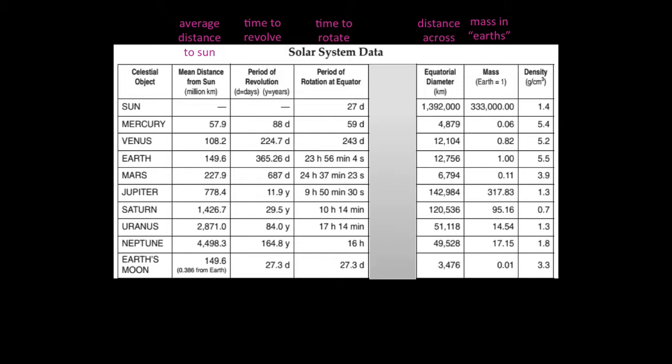The mass is the next column. The mass is in Earths, so they've set Earth equal to 1. If Earth were equal to 1, what would the other planets be? You can see that Mercury is tiny, 0.06. You can see that Jupiter is much bigger, 317 Earths. And then finally, you can see the density in the final column, the density of each of the planets. And a fun little fact is that Earth is the most dense planet.